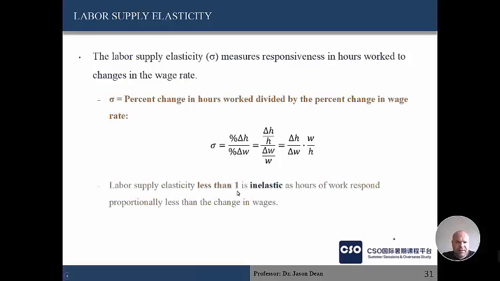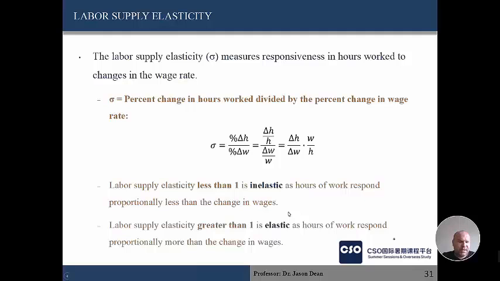If this coefficient for labor supply is less than 1, we say that it's inelastic. So if it's greater than 0 and less than 1, it's inelastic. And if it's greater than 1, we say it's elastic. So if it's inelastic, that means the percentage change in wages will induce a lower percentage change in hours worked. But if it's elastic, the percentage change in hours worked given a percentage change in wages will be more.